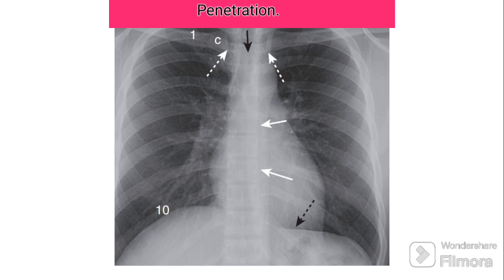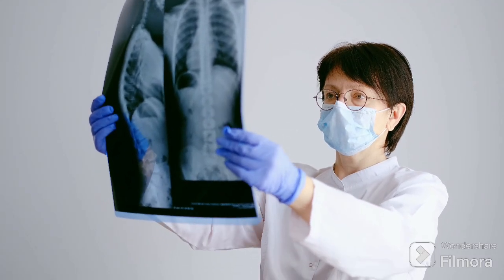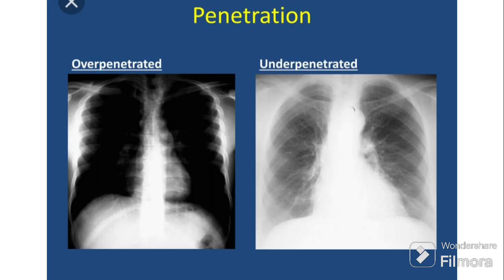Penetration. The next step is to identify how well the X-ray has penetrated the patient's thorax. Penetration is assessed by identifying any outline of the thoracic vertebrae through the heart shadow. Good X-ray penetrance is important because it helps you to identify pathology lying behind the heart shadow.